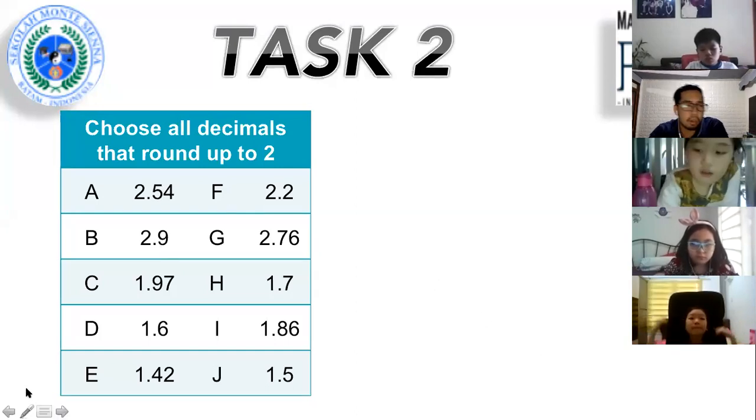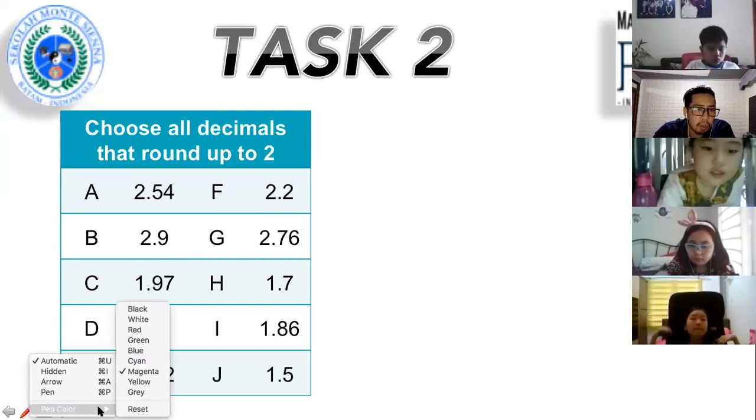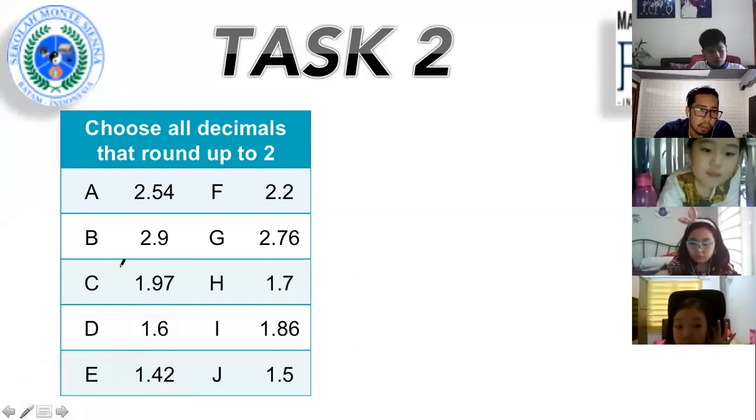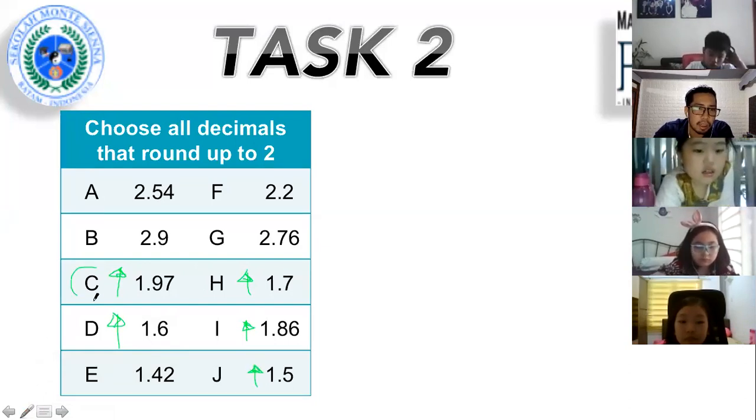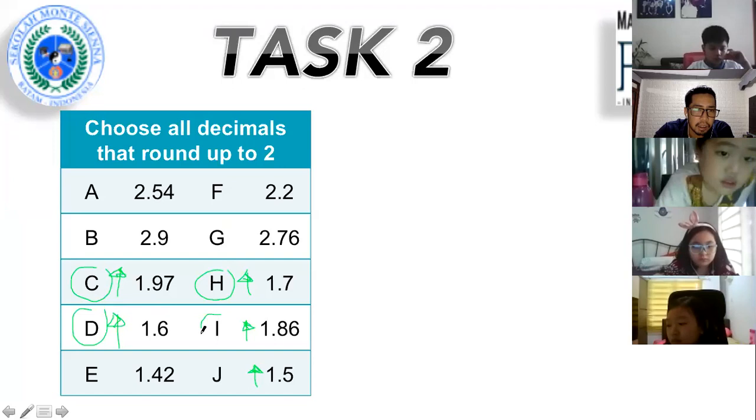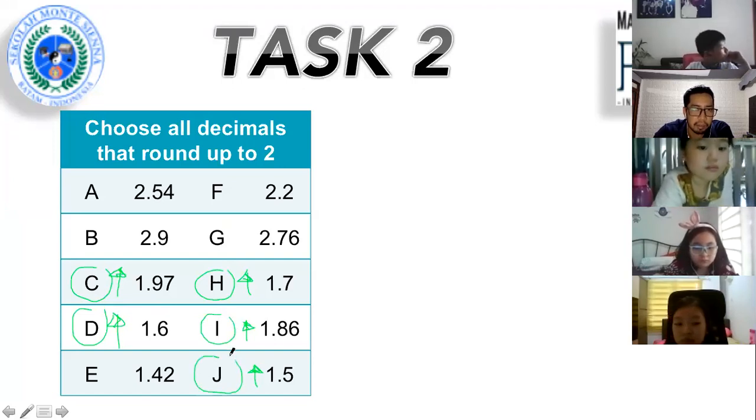For this table, these are the answers. When you round up, the answer is 2. Letter C, up. Letter D means up. Letter H, up. Letter I, up. Letter J, up. So only letters C, D, H, I, J. Okay, when you round up the following, the answer is only 2.